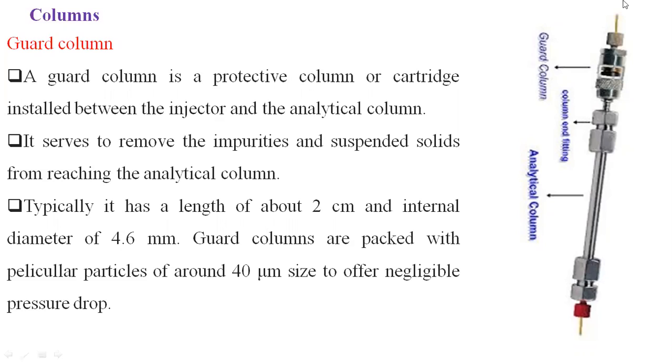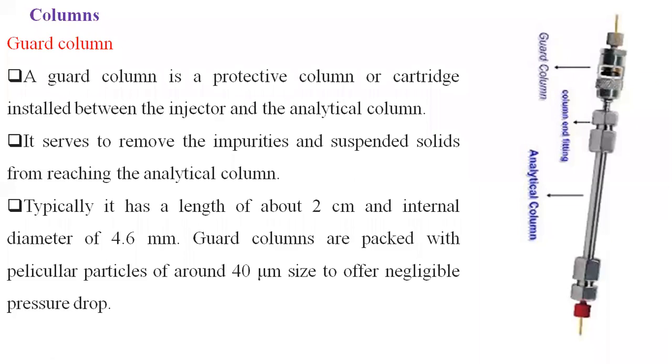Generally the guard column is here. So this is the guard column and this is the analytical column. Before the analytical column, we are placing a guard column. First the mobile phase and the sample enter into the guard column. If any suspended particles are there, they stop there only. Only the mobile phase with the analytes enters into the analytical column.